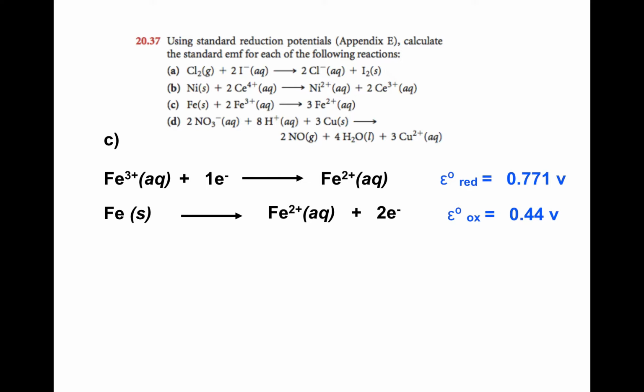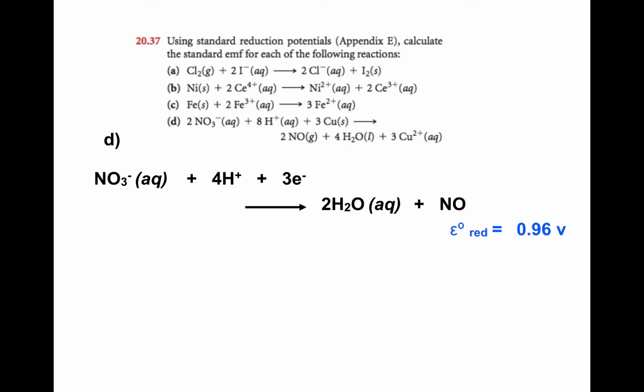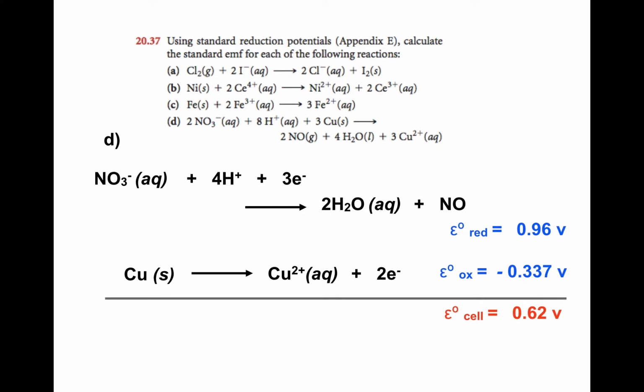So this is where iron 3 is taking electrons, turning to iron 2, and iron is giving up electrons to form iron 2. So when you add these together, you get iron reacting with iron 3 to make 2 iron 2 pluses. Look up the reduction potential for nitrate, and look up the oxidation potential for copper 2 plus, turn it around, turning it into an oxidation potential, add them together to get the voltage for the cell. So this is how we use the reduction potential chart.